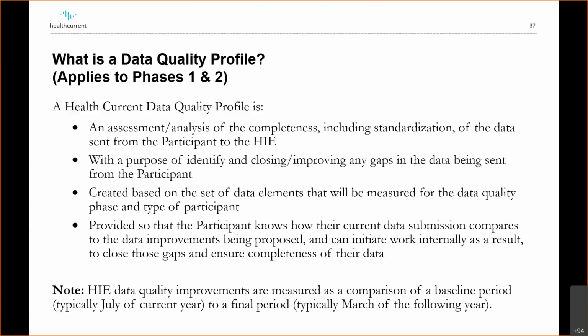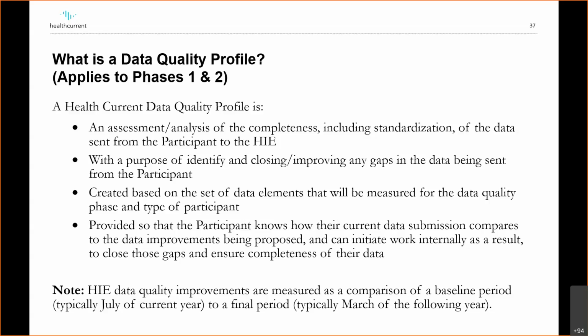But the data that we use to measure for consistency on hospitals might be different than what we want to ensure consistency on in the integrated clinic space or in the behavioral health outpatient space. And then once the data quality profile is generated, we provide it to each participant. So you will get a copy of your personalized data quality profile for your organization, so you know how your data, when it's analyzed, compares to what we're looking at as a standard and what we're looking to improve upon.